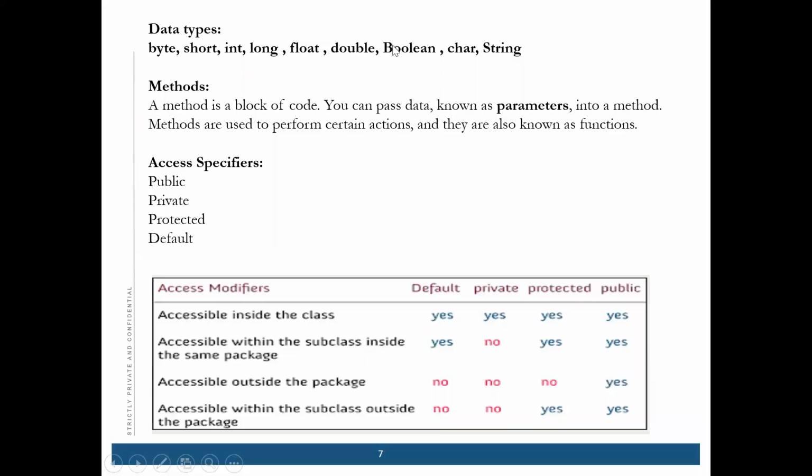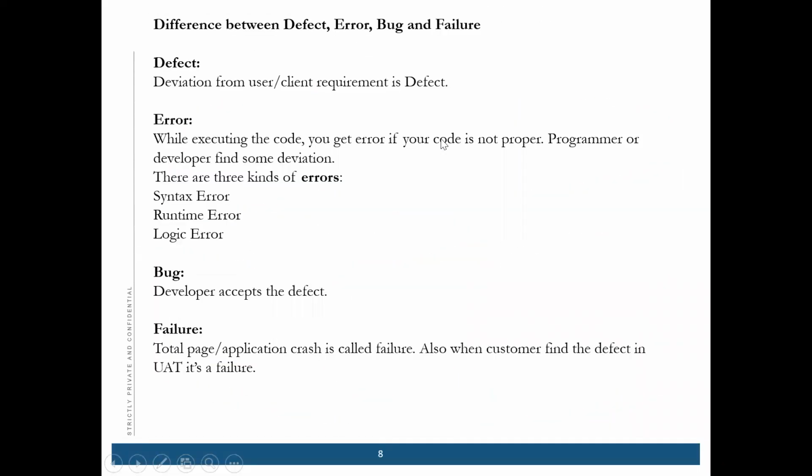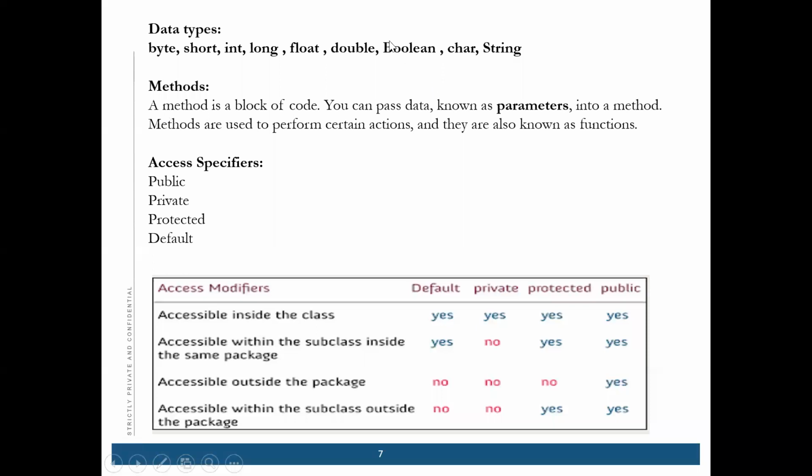That's it. Moving on, Boolean, everybody knows, correct? I don't have to explain. It's true or false, or 0 or 1. Character, everyone knows. It's an alphabet or letters. Correct? String, it's a sentence. Okay. Now comes the methods.